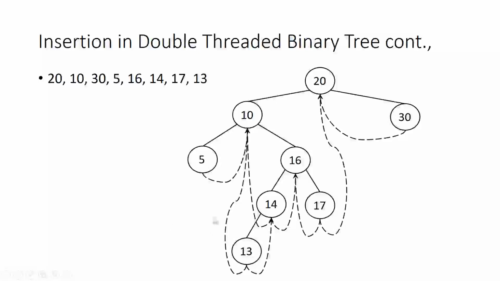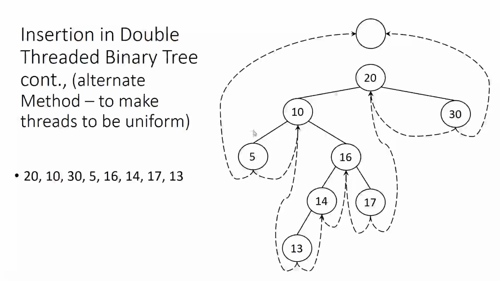Now you can remove the left thread of 14 which is connected to 10 like this. Okay. Now let us see the insertion in the double-threaded binary tree, the alternate method to make the threads uniform. Actually, what we have discussed till now, the left thread of the leftmost node will not be there because there will be no predecessor to it.